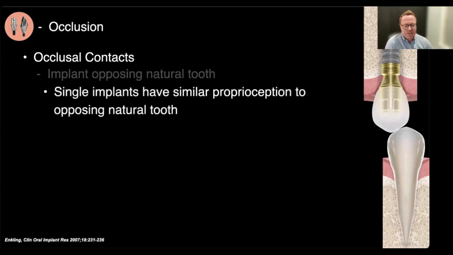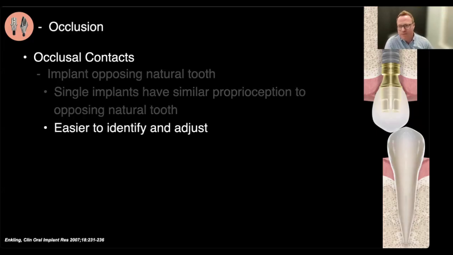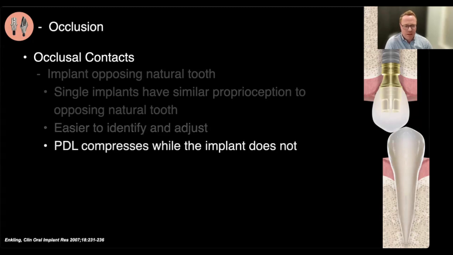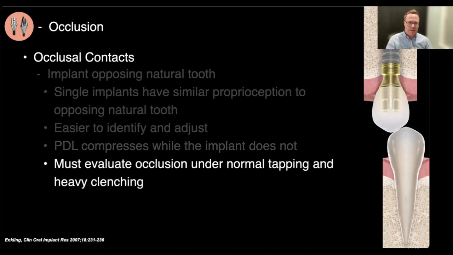So that gives us probably the best case to be able to identify and adjust because the PDL also will compress and be a little bit of a shock absorber. But what this means is anytime we adjust the occlusion on an implant crown, we need to adjust it under kind of a tapping, having the patient tap together with normal force, and then also have them do it when they clench their teeth together.